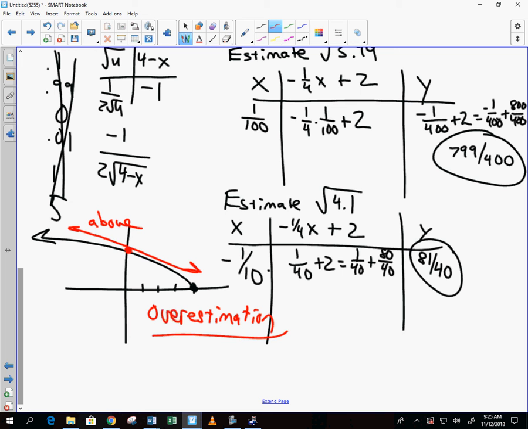All right, good work. So again, if you were to plug in the value of 1/100th, that would be plugging in this value right here. This is an overestimation. If you were to plug in negative 1/10th, that would be this value right here. Still an overestimation. The line is always on top of the graph, always an overestimation.